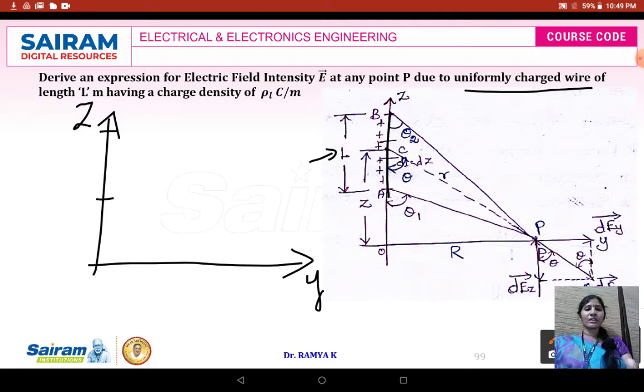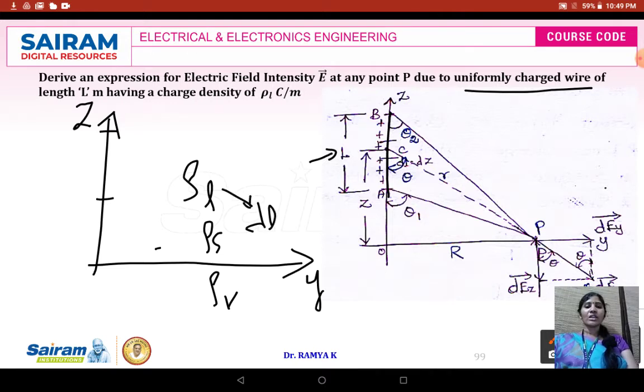longer in length, then you have to consider a differential elemental length in case of your line charge density or surface charge density or volume charge density. To have the analysis towards your electric field intensity or electric flux density, you need to consider the differential elemental length in case of line charge density. In case of surface charge density, you have to consider a differential surface area. In case of volume charge density, we need to consider a differential volume element.